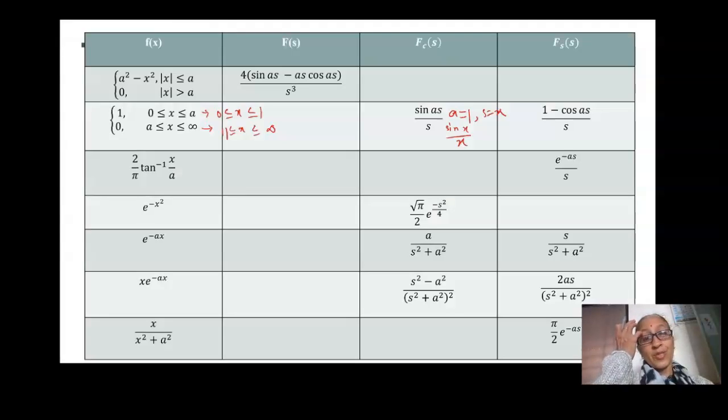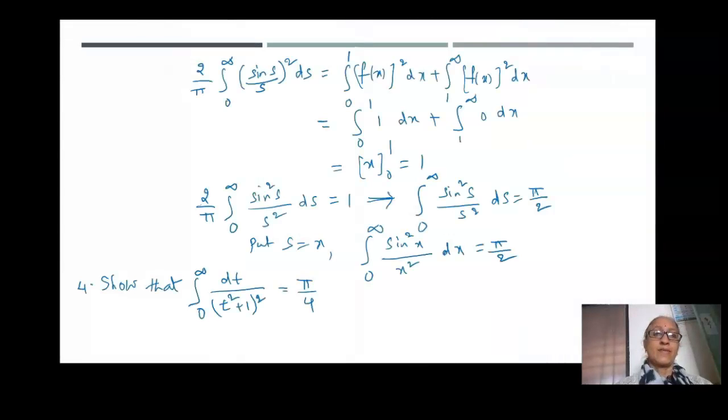So from this table you can choose the function. If you observe, we have 1 by (t square plus 1) whole square. If you put a equal to 1 and s equal to t, you get 1 by t square plus 1. So if you put a equal to 1, the function becomes e power minus x. We have this 1 by t square plus 1 form, so you have to choose f of x equal to e power minus x. Let us see the solution.